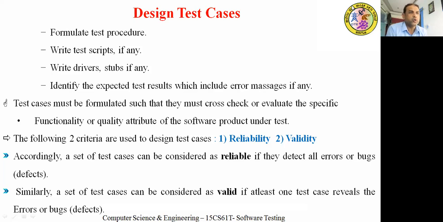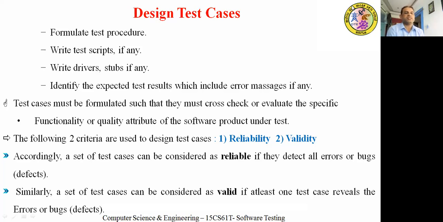The following two criteria are used to design test cases. There are two. What is that? Reliability and validity. Accordingly, a set of test cases can be considered as reliable if they detect all errors or bugs or defects. When can we say that your test cases are reliable? When they identify all the bugs in a particular program, then we can say that your software is reliable.